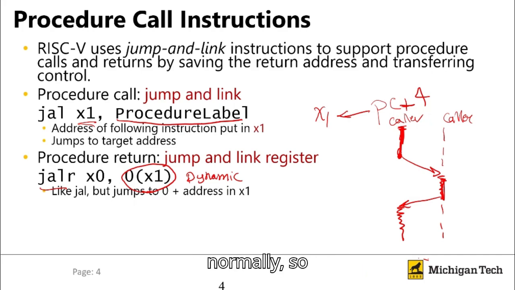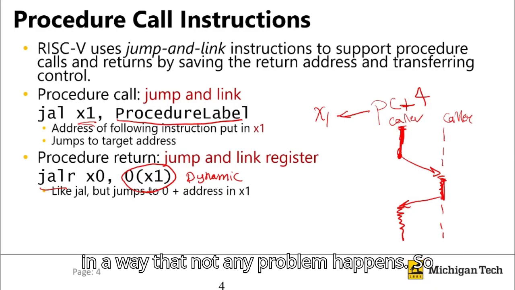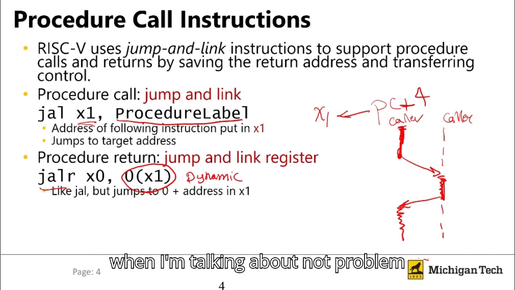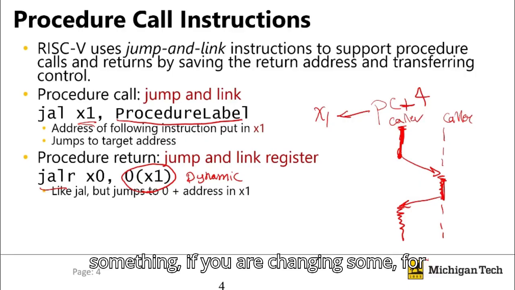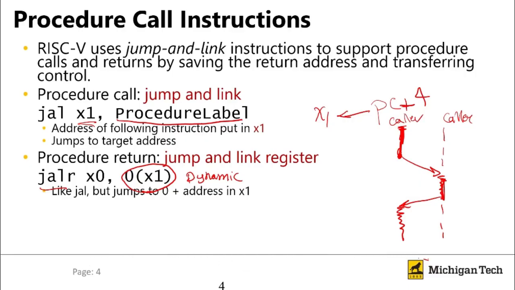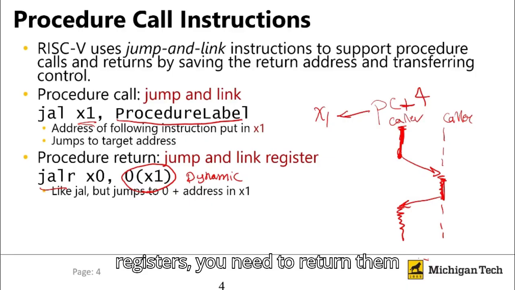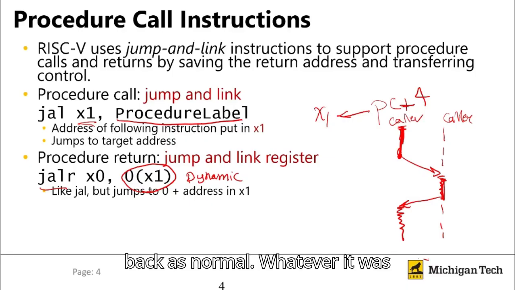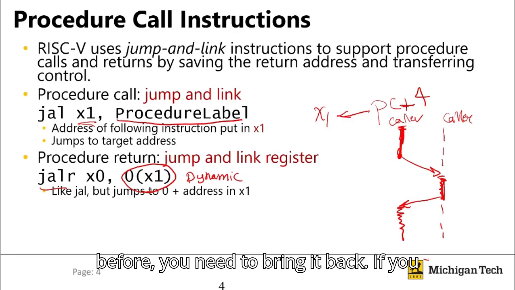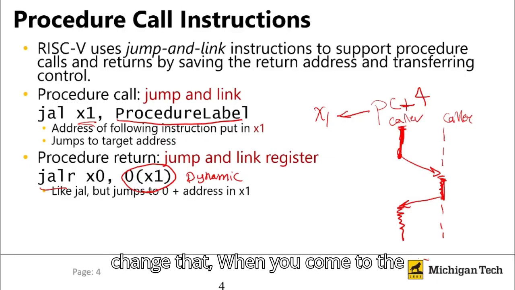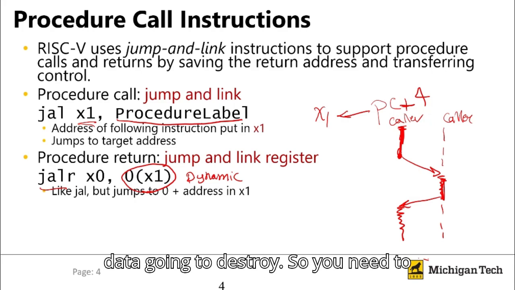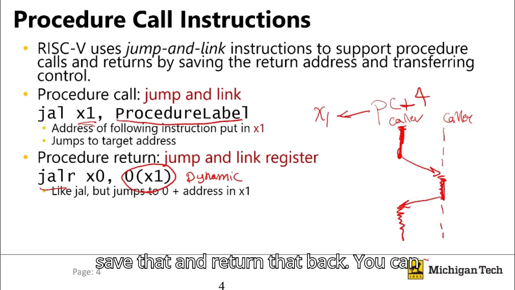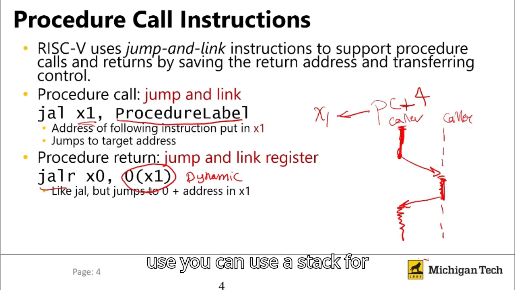So normally, we need to write that in a way that no problem happens. When I'm talking about no problem happening, I mean if you are changing something here, for example registers, you need to return them back as normal. Whatever was there before, you need to bring it back. If you change that, when you come back to the caller, it's already changed, so the data is going to be destroyed. So you need to save that and return it back. You can use a stack for that.